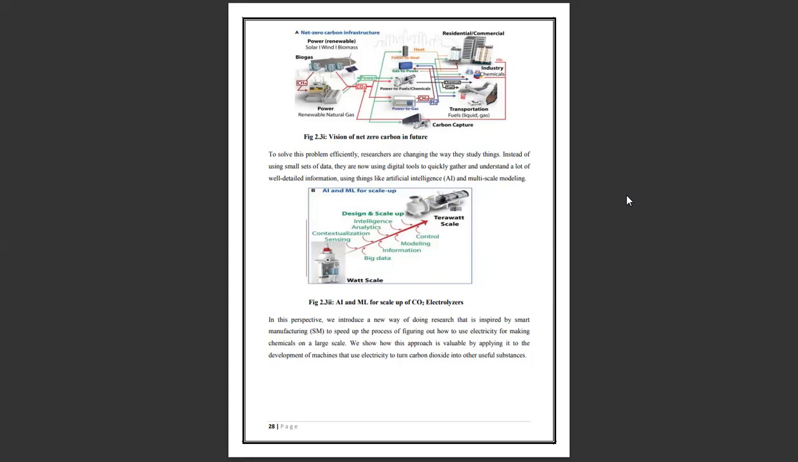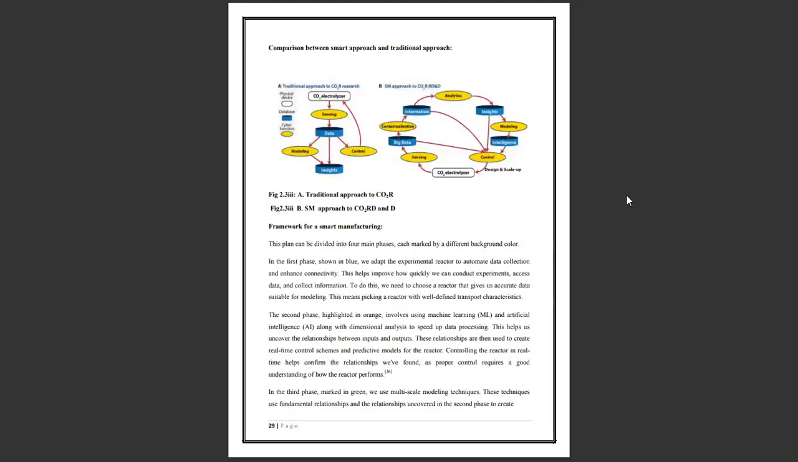Now, in this perspective, we introduce a new way of doing research, which is inspired by smart manufacturing to speed up the process of figuring out how to use electricity for making chemicals. On a large scale, we show how this approach is valuable by applying it to the development of machines that use electricity to turn carbon dioxide into other useful substances. Here, Figure 2.3 shows a comparison between the smart approach and traditional approach.